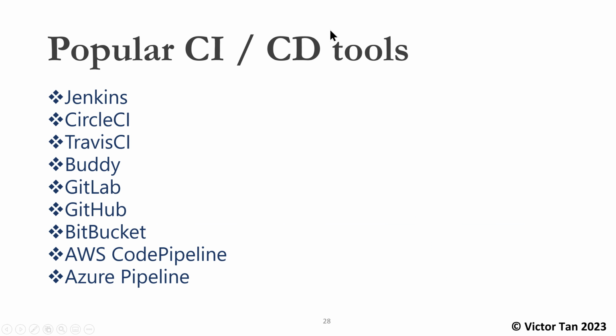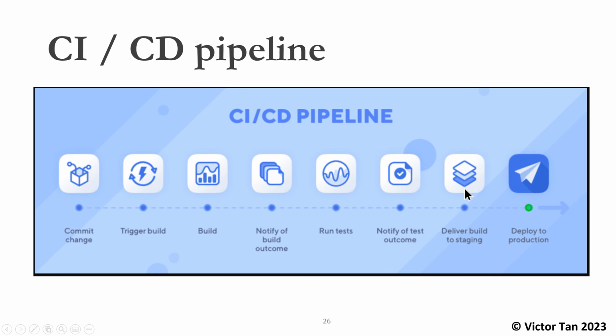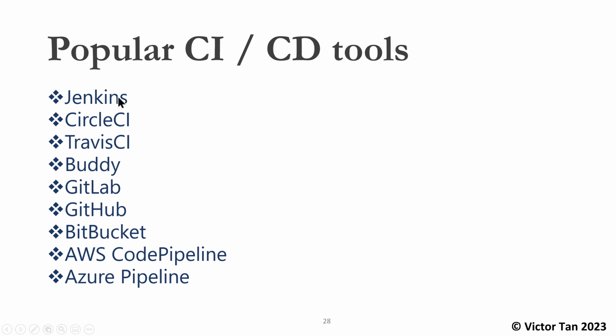So what are the CI/CD tools that are available for us to automate this entire pipeline? Jenkins is probably the most popular one. It's been around for a long time. And then there are others as well. CircleCI, Travis CI, they are all kind of similar to Jenkins. They are also CI automation servers. So they have the same kind of functionality.